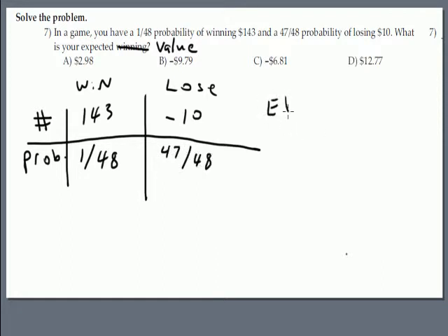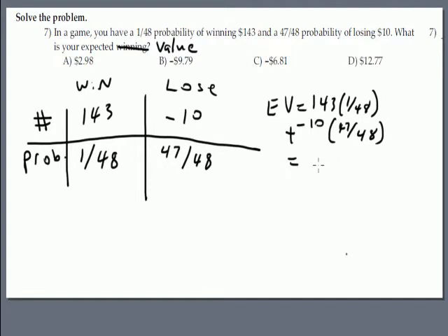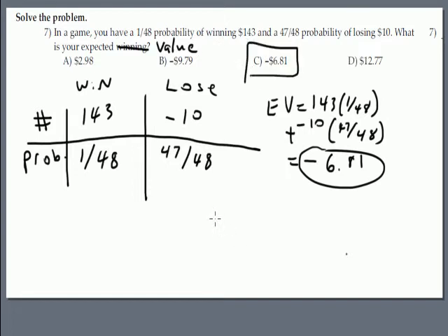The expected value is the product of 143 times 1/48, plus the product of -10 times 47/48. That's really looking like a minus to me, but same thing. And when I work this out, I should get -6.8125 or so, or -$6.81. The concept here is, if you repeatedly played this game over and over, we'd expect on average to lose about $6.81 per time played. That would be the average amount we'd expect to lose.